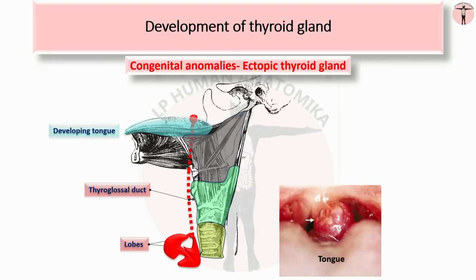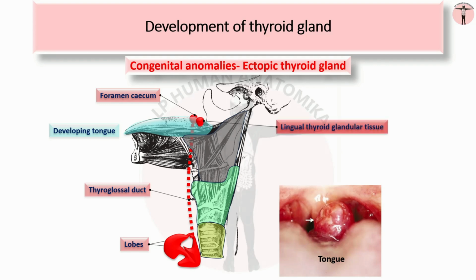Now looking at the abnormal congenital anomalies of the thyroid gland, we will start with the thyroglossal duct and thyroid anomalies. Ectopic thyroid gland. Aberrant thyroid tissue may be found anywhere along the path of descent of the thyroid gland. More commonly, the thyroid abnormality is found at the base of the tongue, just behind the foramen cecum, and is subject to the same disease as the thyroid gland itself. This is called lingual thyroid glandular tissue. The arrow in the picture is pointing to the lingual thyroid glandular tissue.